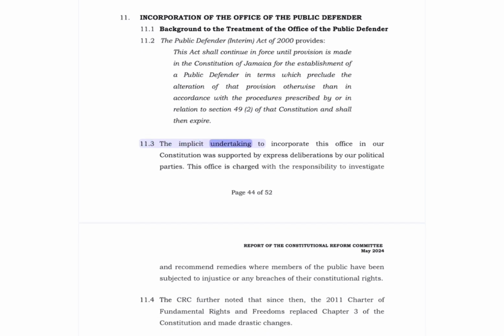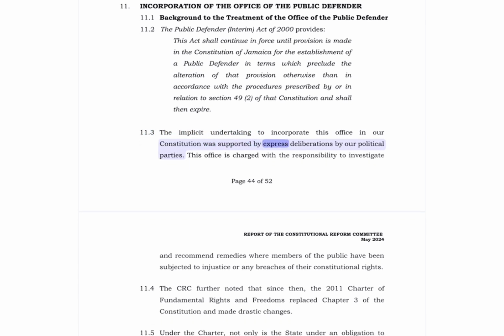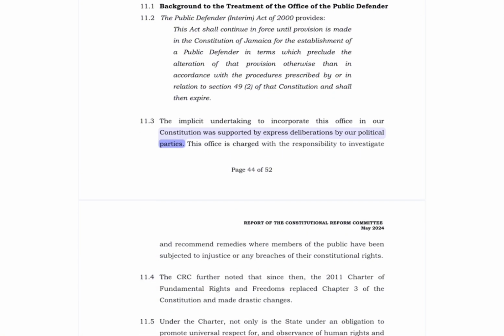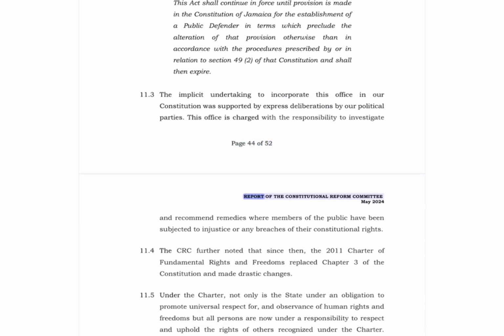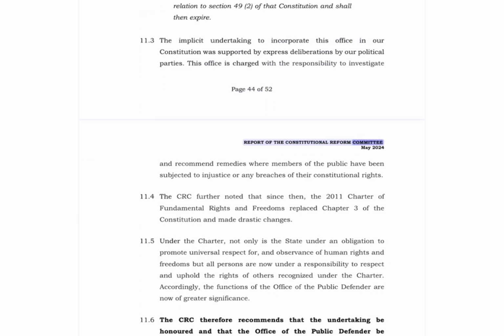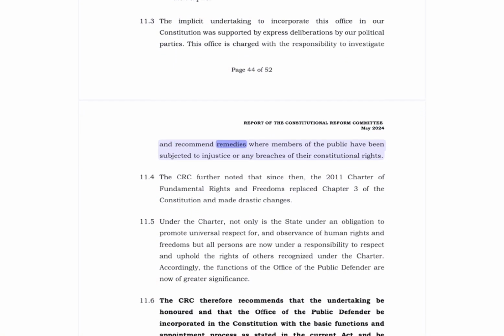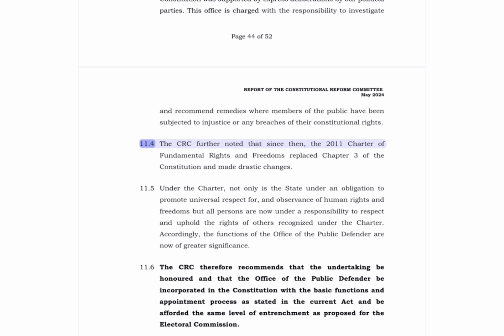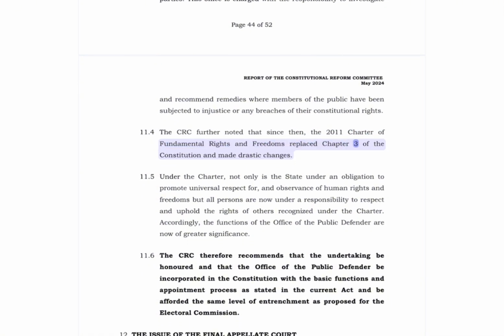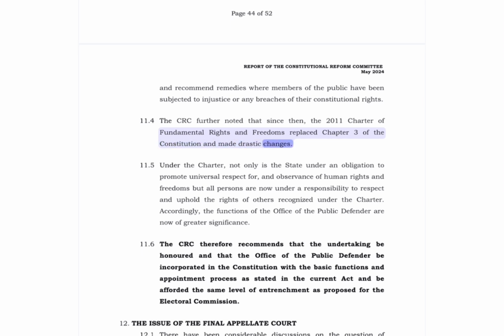11.3 The implicit undertaking to incorporate this office in the Constitution was supported by express deliberations by our political parties. This office is charged with the responsibility to investigate and recommend remedies where members of the public have been subjected to injustice or any breaches of their constitutional rights. 11.4 The CRC further noted that since then, the 2011 Charter of Fundamental Rights and Freedoms replaced Chapter 3 of the Constitution and made drastic changes.